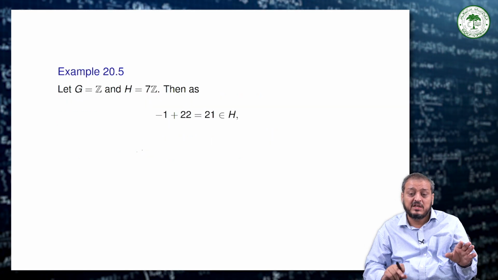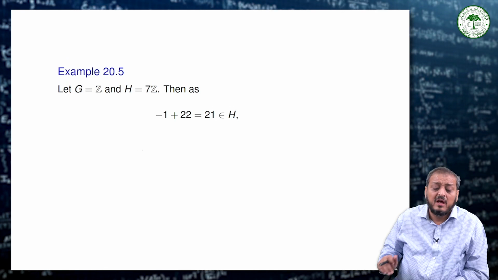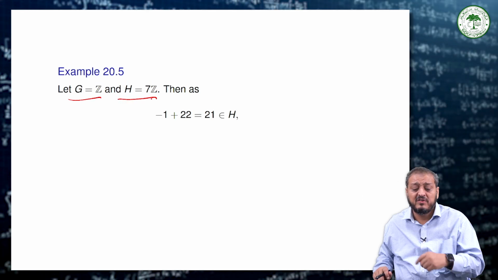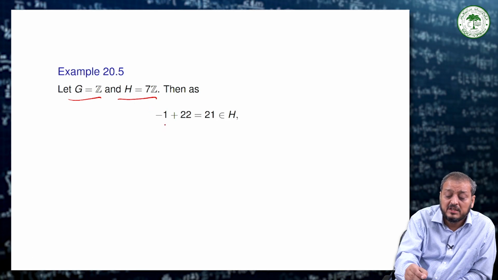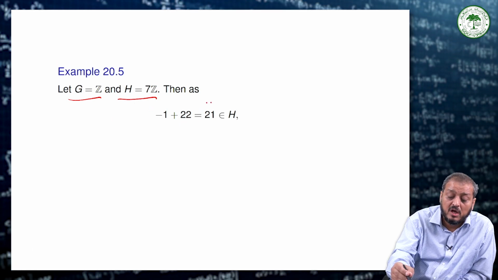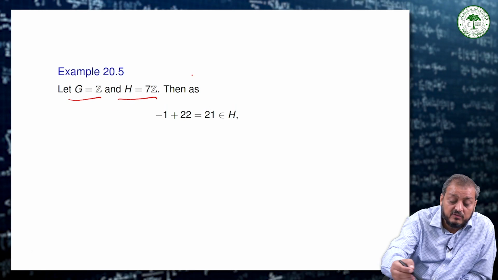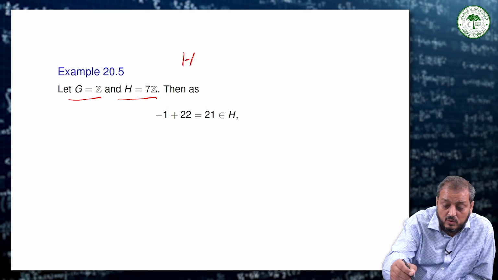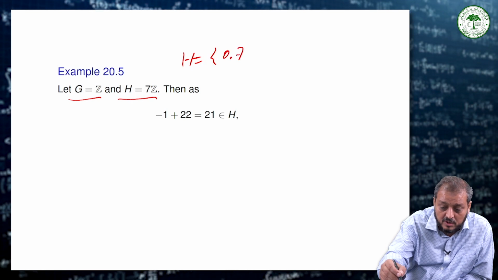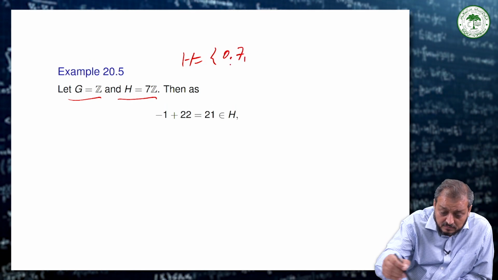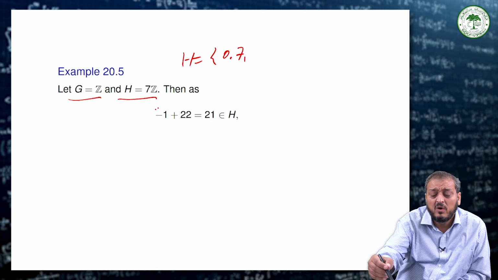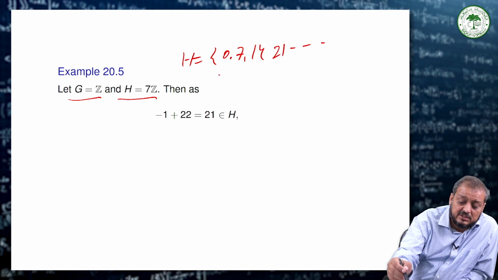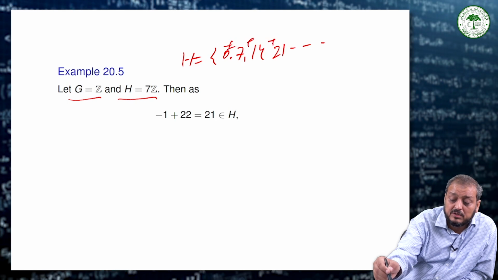Now for example, let G be the group of integers and H the multiples of 7. This is a subgroup. Then we take minus 1 plus 22. Because the group is under addition, the inverse of 1 is minus 1. So minus 1 plus 22 is 21, and H is the set of elements 0, 7, 14, 21 and so on, and similarly going to the negative side, minus 7, minus 14, and so on.